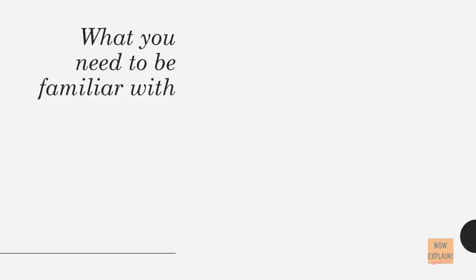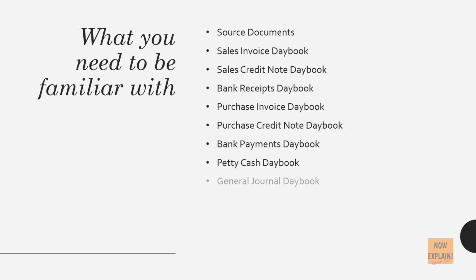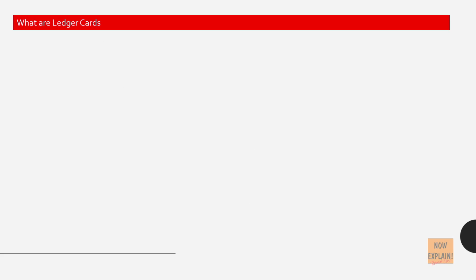What you need to be familiar with: source documents, sales invoice daybook, sales credit note daybook, bank receipts daybook, purchase invoice daybook, the purchase credit note daybook, the bank payments daybook, the petty cash daybook, and the general journal daybook. The daybooks will be used to supply data to prepare ledgers, the ledger cards. Other terminology you should understand: T accounts and debits and credits.